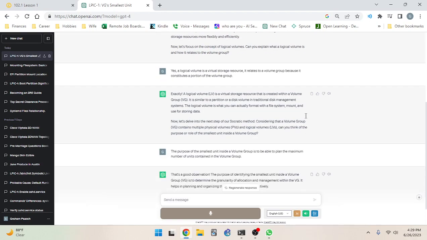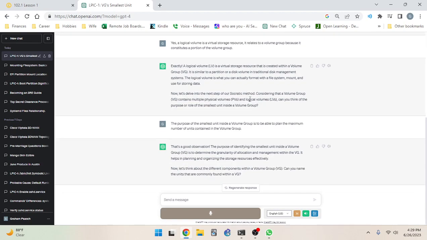That's a good observation. The purpose of identifying the smallest unit inside a volume group, VG, is to determine the granularity of allocation and management within the VG. It helps in planning and organizing the storage resources effectively. Now, let's think about the different components within a volume group, VG. Can you name the units that are commonly found within a VG?